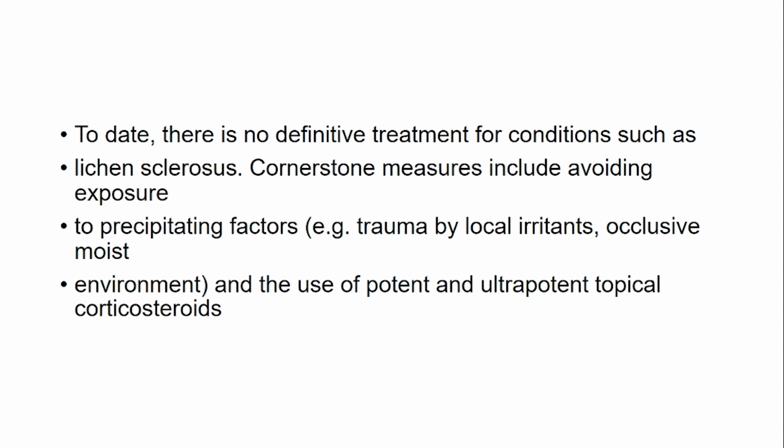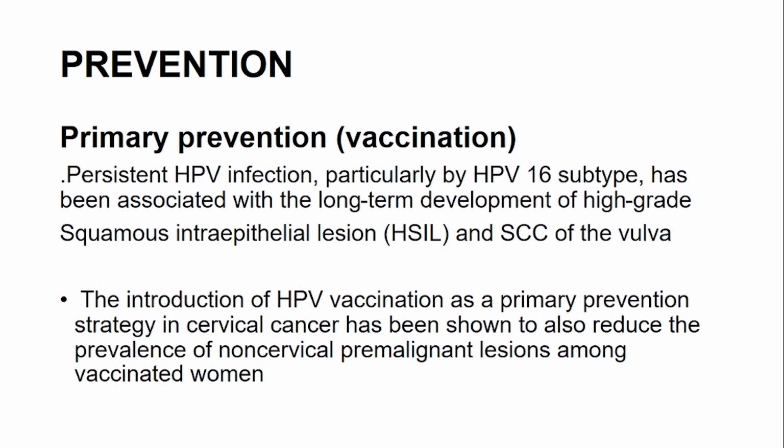To date, there is no definite treatment for conditions such as lichen sclerosus. Cornerstone measures include avoiding exposure to precipitating factors like trauma by local irritants, occlusive moist environment, and the use of potent and ultra-potent topical corticosteroids.